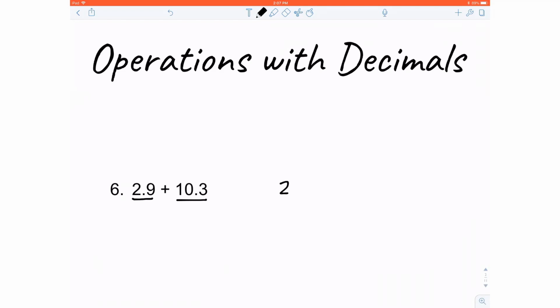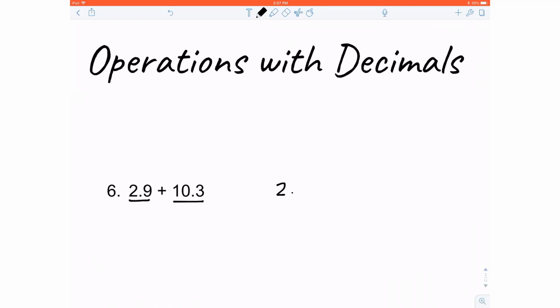Well, 2.9 and 10.3. Okay? That's what that's going to look like. Our decimals are lined up. If you can see that here, this is one decimal, this is another decimal here. Okay? And if you notice, my tenths place is lined up, my ones place is lined up, and my tens place is lined up. Okay?